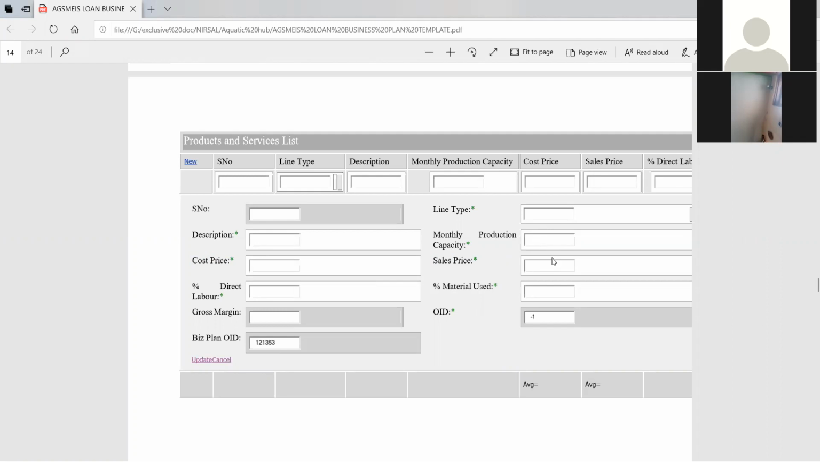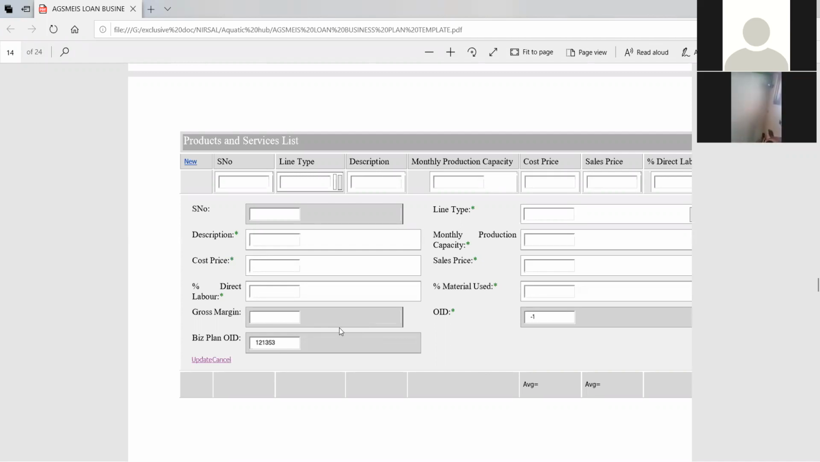By the time you input all these things, the material used is your raw material. Then this is your direct labor. Your direct labor and your direct material used, if you combine them, will make up your direct cost. It is going to make up this cost price. So at the end, your gross margin will auto generate itself.